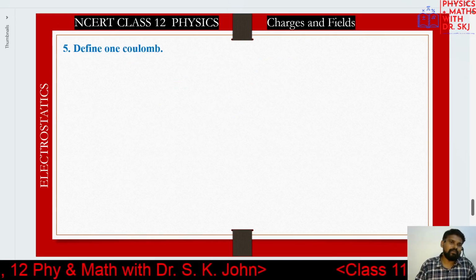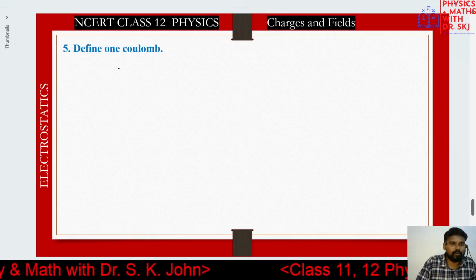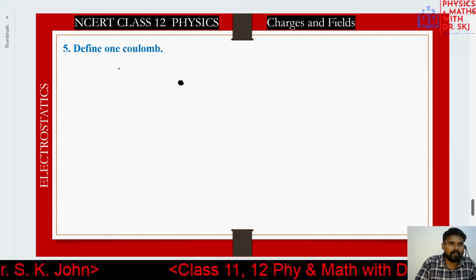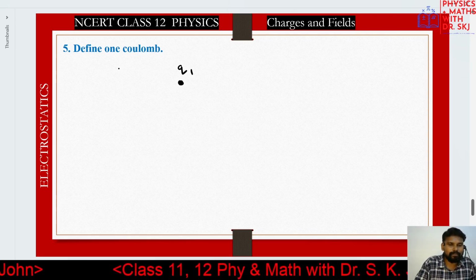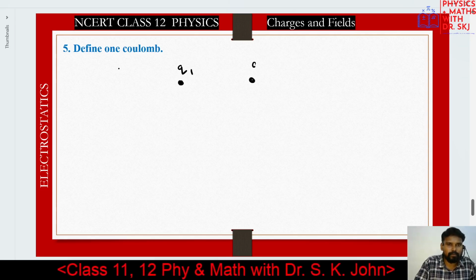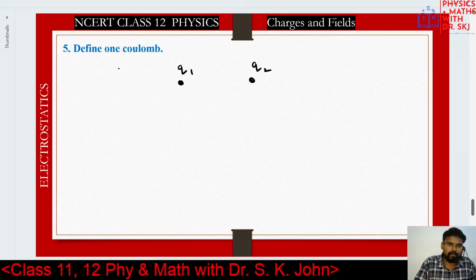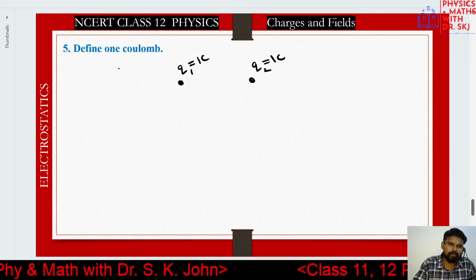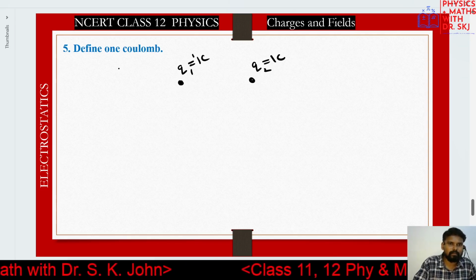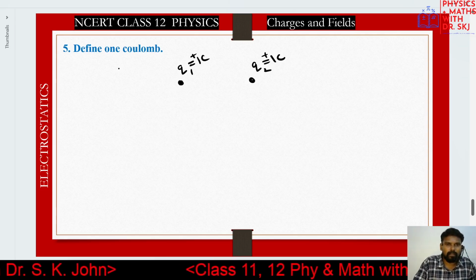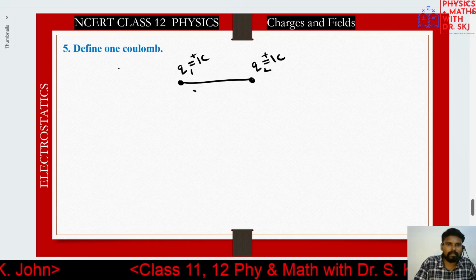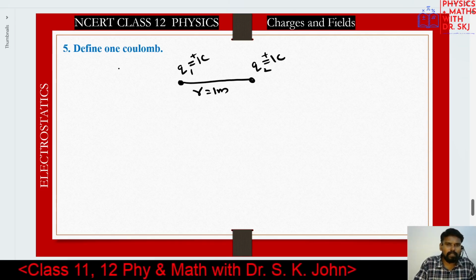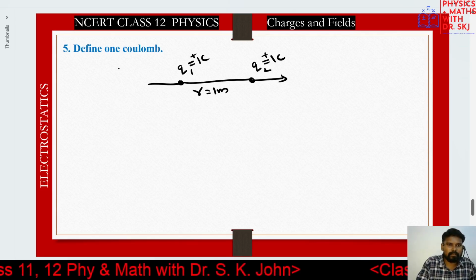Now we have to define one Coulomb. Consider two charges, Q1 and Q2. Suppose Q1 is 1 Coulomb and Q2 also is 1 Coulomb. Let both be positive, separated by a distance equal to 1 meter. Then you know there will be repulsion between these two charges.